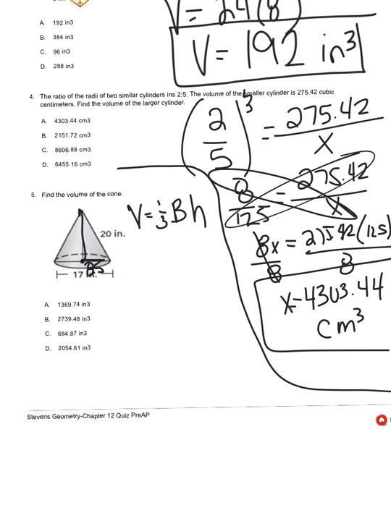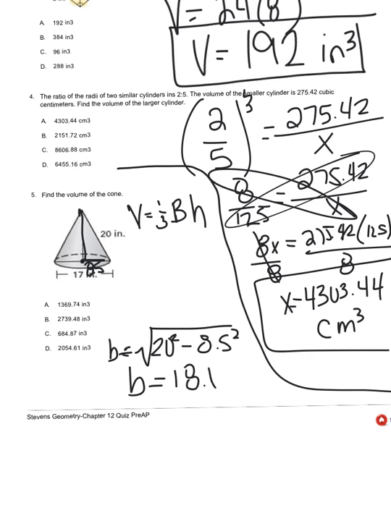To figure out the height, a squared plus b squared equals c squared, but I'm looking for a leg. The leg equals the square root of the hypotenuse squared minus the leg squared. The height equals approximately 18.1. Since it's multiple choice, it's okay to round. My answer will be a little tiny bit off, but I can match it to the closest answer. My height is 18.1.